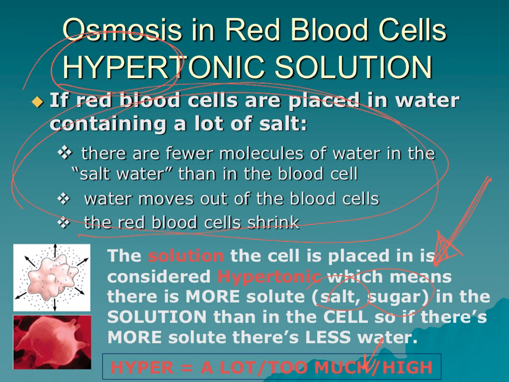So it pulls it out of the cell and makes the cell shrink and look something like that. So remember, you drop a red blood cell into a hypertonic solution. It means there's a lot of salt. That means there isn't as much water, okay? And so the solution will pull the water out of that cell and make that cell shrink.